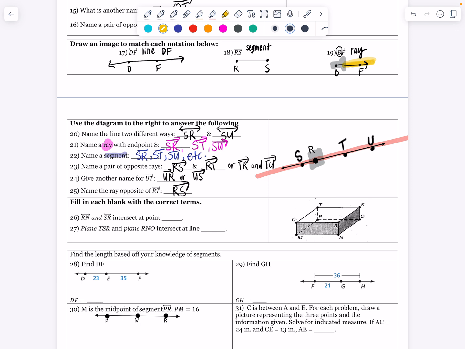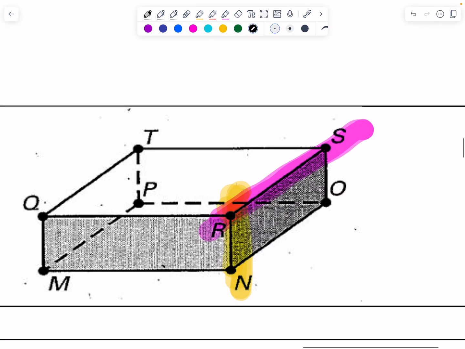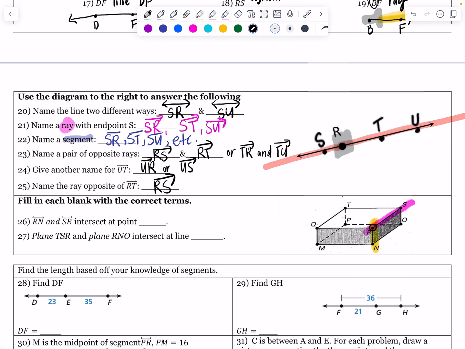All right, so we want to fill in the blank with the correct terms. Ray RN and ray SR intersect at point what? So let's go ahead and highlight that. RN is here. And then SR is here. What point do those intersect at? Where do they cross? If I were to track the location of point R, it would show up on the pink street and on the yellow street. So that is a point of intersection. We would call that point R.